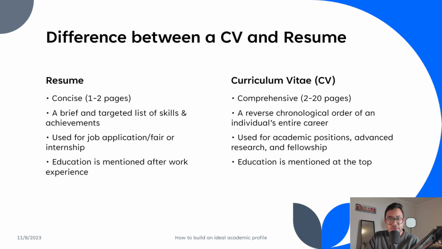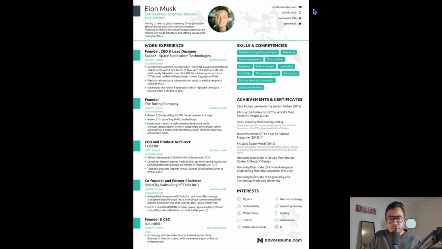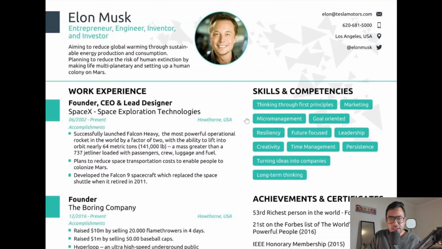It is used for academic positions, advanced research and fellowships. Education is mentioned at the top. So in an academic CV, as the name suggests, academic details should come first and then your work experience and your skill set will follow along. Now we will have a look at the resume of Elon Musk. That is very nicely drafted. It is just a sample resume and it is not the original resume of Elon Musk.